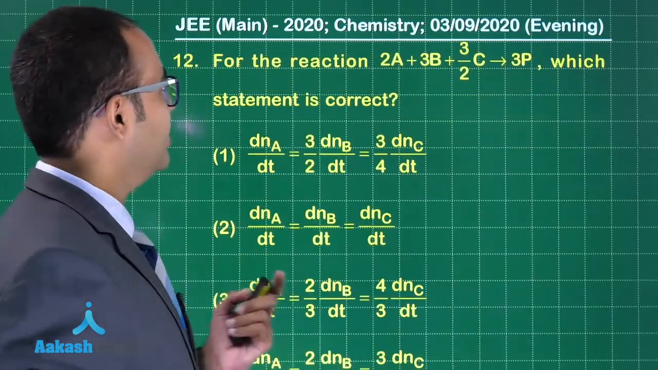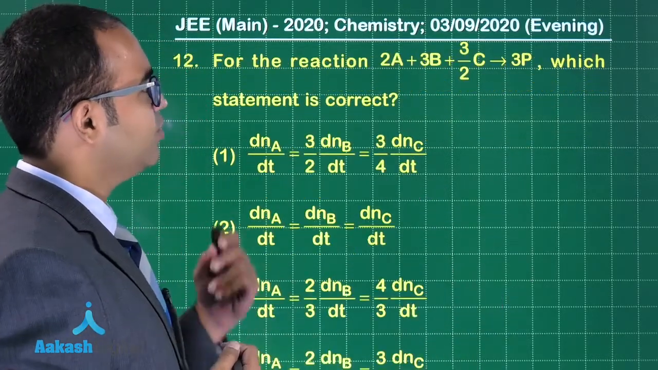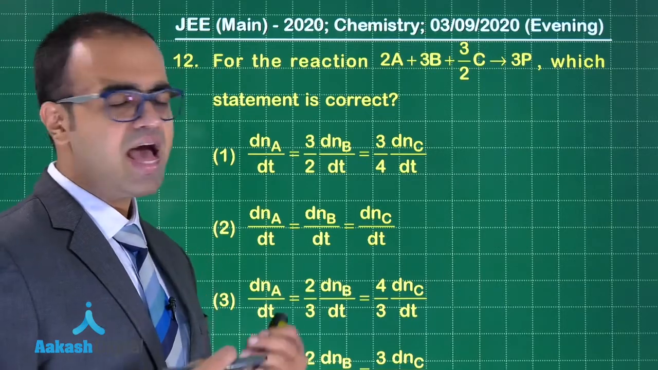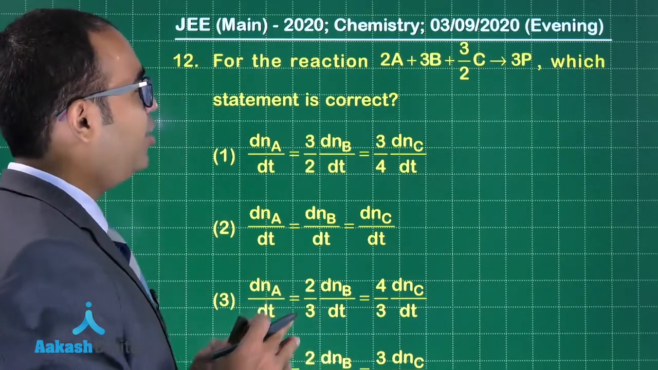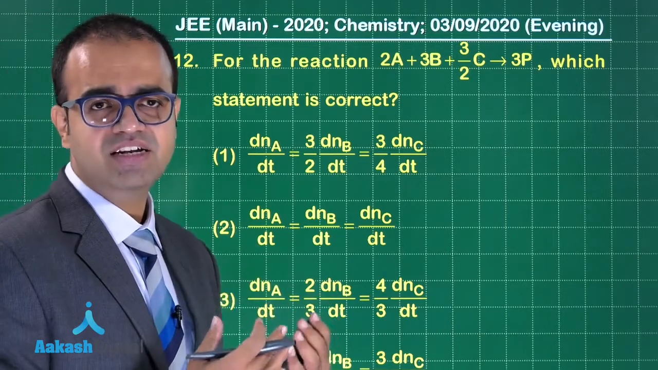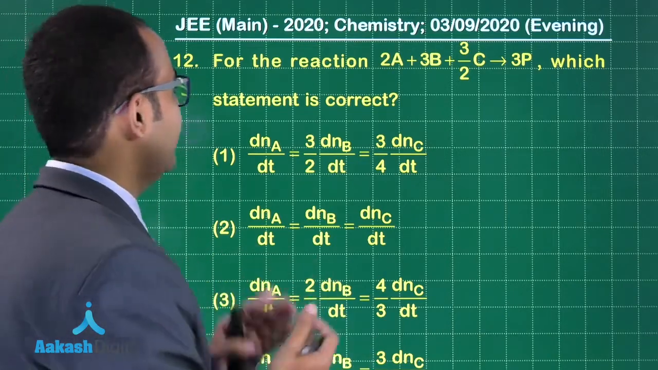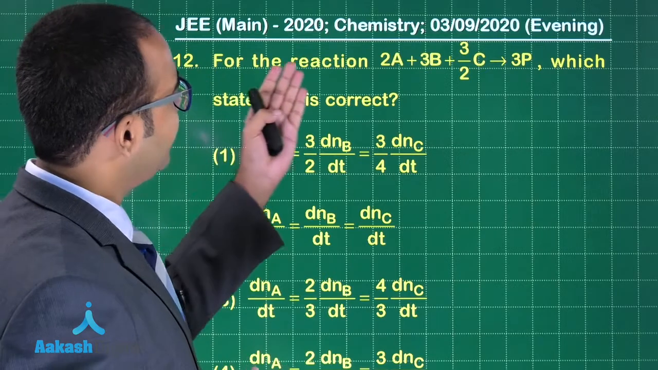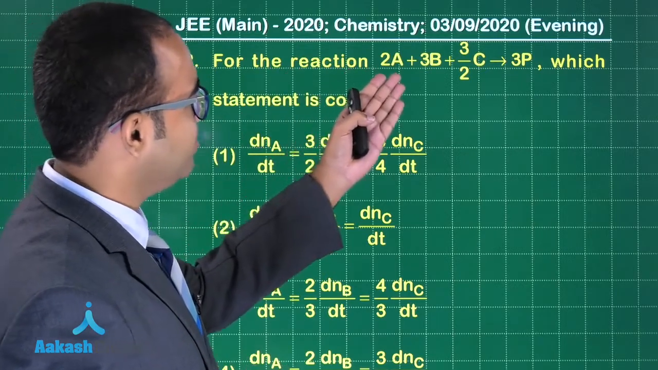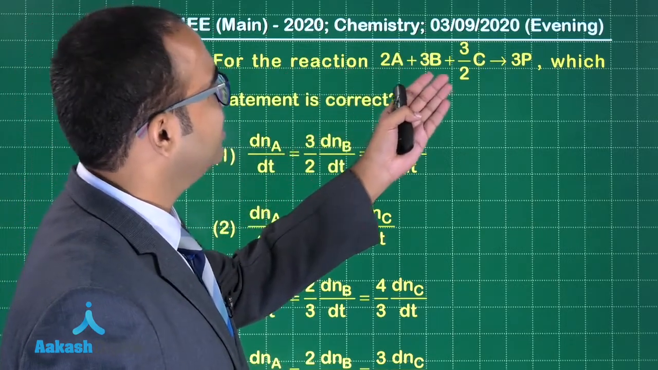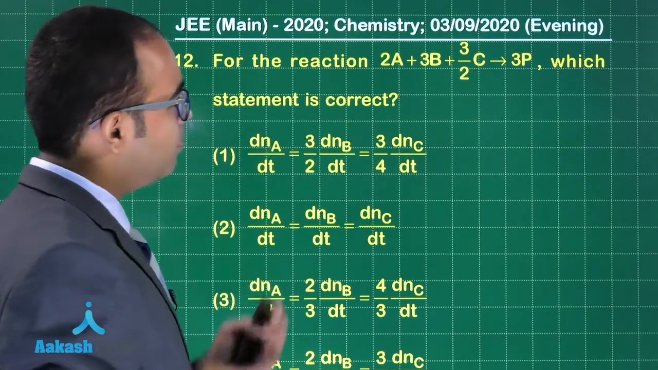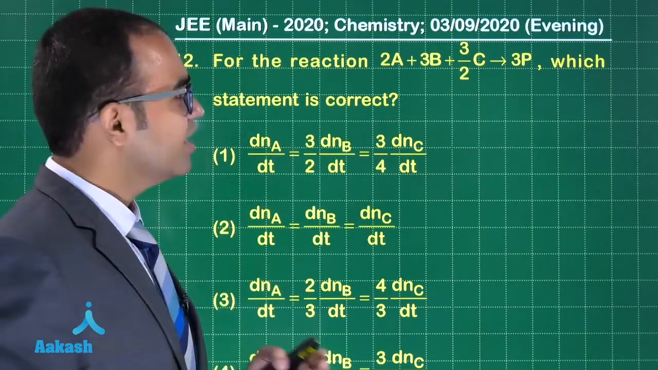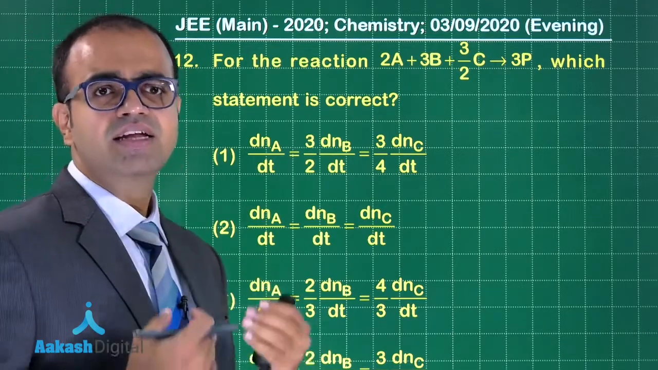So let us look at question number 12. This question is of chemical kinetics and it is talking about the instantaneous rate. Okay, so how do we write the equation for instantaneous rate? We should know that, guys. Let us look at the question. For the reaction 2A plus 3B plus 3 by 2C giving you 3P, which statement is correct? So before we look at the options, let us ourselves write the equation.